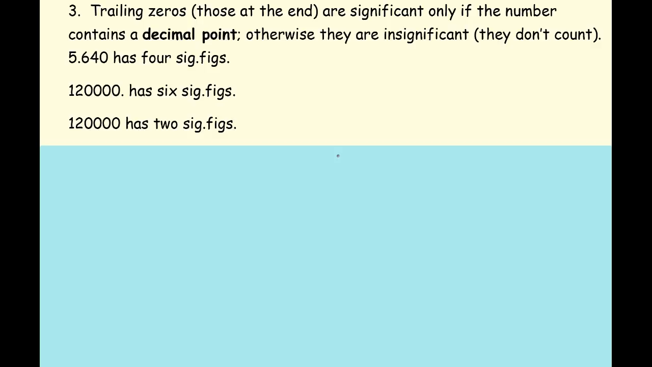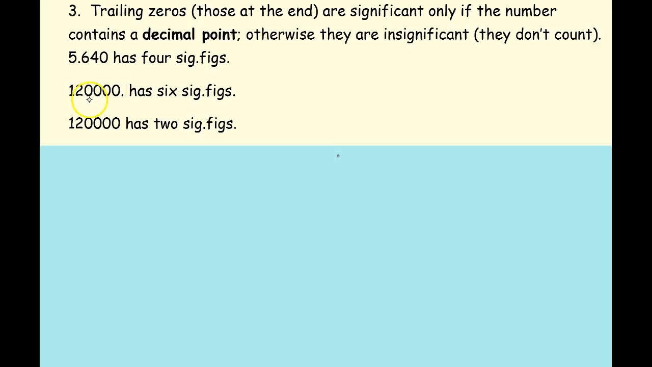The first example we have here is 5.640. The 5 counts according to rule number 1. The 6 and the 4 also count according to rule number 1. The number in question is the last 0. This last 0 would also count because we have a decimal, and according to the third rule, if there's a decimal, the zeros at the end do count. That's why we say that this quantity has 4 significant figures.